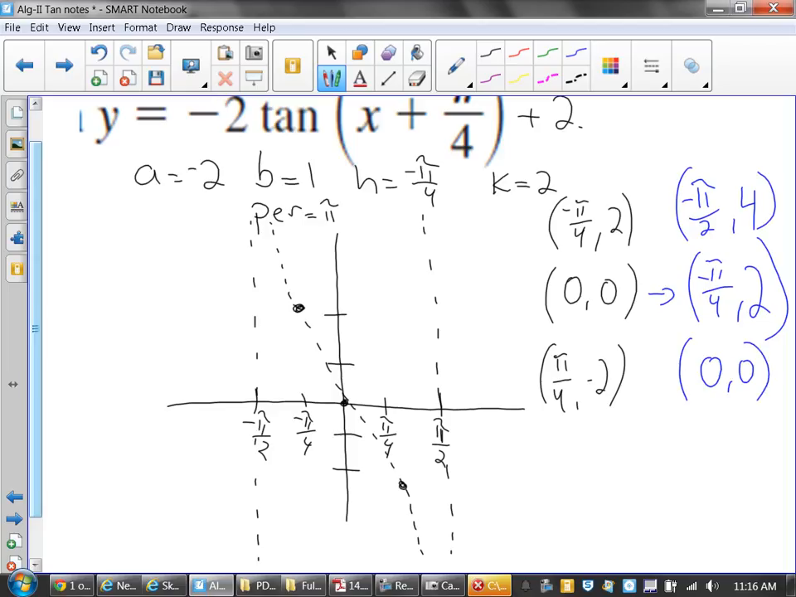Now, when I move my asymptotes, all I'm looking at is I have to move pi over 2 left pi over 4. So what's one half minus a quarter? A quarter. So the new asymptote on the right-hand side is at pi over 4. What's the new asymptote on the left-hand side? Yeah, good.